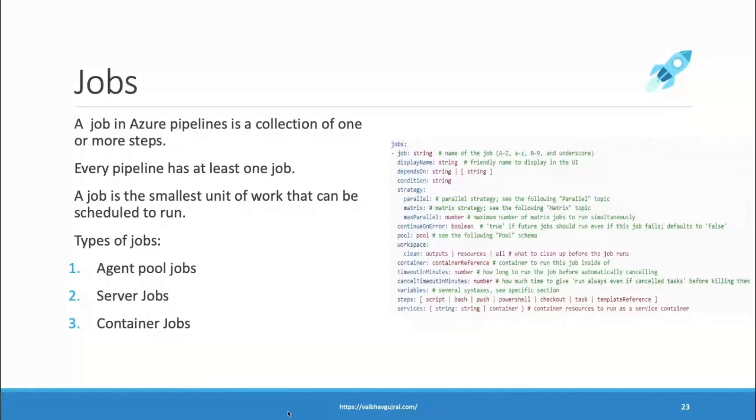Jobs can be categorized into three buckets based on where they are run. Agent pool jobs are run on an agent in an agent pool. Server jobs run on an Azure DevOps server. Container jobs run in a container on an agent.